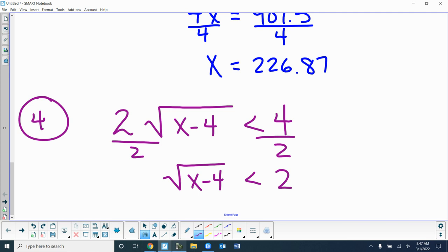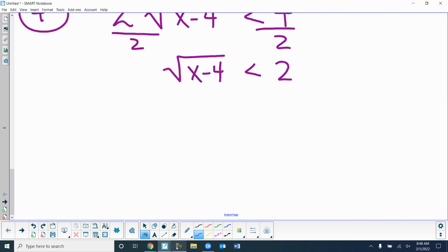Okay, I did not have to switch my inequality symbol because I didn't divide by a negative, right? If that was a negative 2 out front, then I would have to switch it to greater than, right? So I don't think there's a negative tomorrow, but if there is, just remember that. If you have to multiply or divide by a negative.